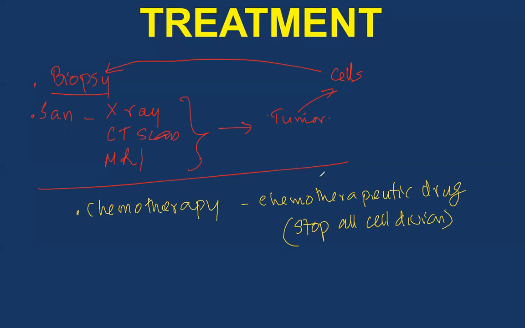For example, your hair keeps growing all the time because of cell division, your glands are repaired by cell division, and everything stops. So you have problems in digestion, your hair falls off, and your white blood cells don't divide, so you get low immunity. These are side effects of chemotherapy. That's one way of preventing the cancer from growing. And the next one is radiotherapy.